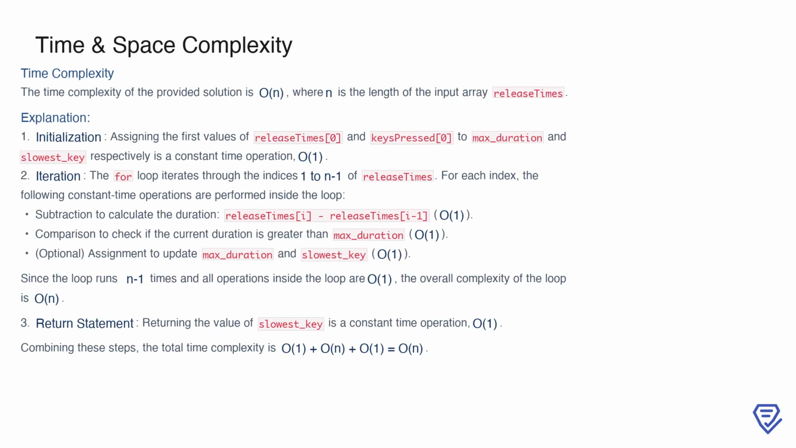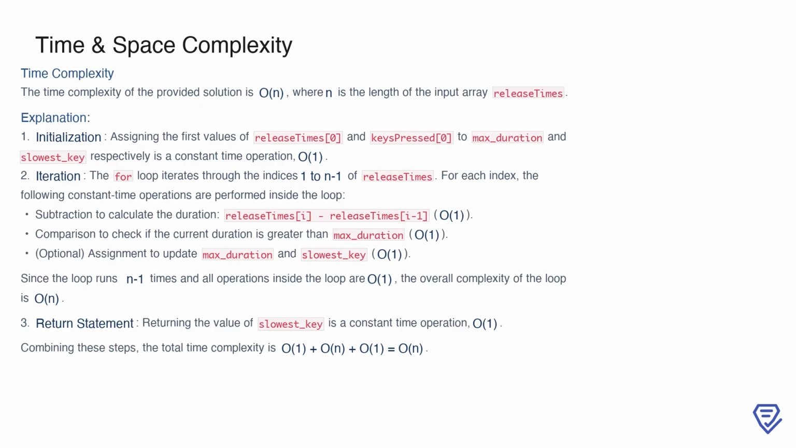The time complexity of this solution is O(n), where n is the length of the input array releaseTimes. First, we initialize max_duration and slowest_key with the values of releaseTimes[0] and keysPressed[0]. This step is a simple assignment and takes constant time, O(1).